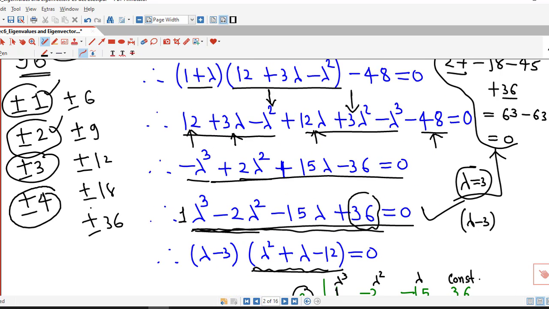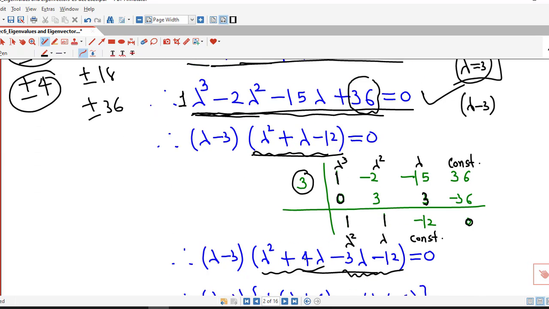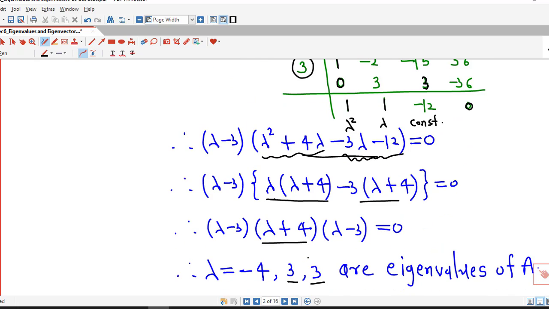So if you put lambda equal to minus 4, this equation will be satisfied. One solution, lambda equal to 3, we obtain by trial and error by putting divisors of the constant term 36. And after one solution is obtained, we can obtain the other two solutions using synthetic division. So we are able to find the eigenvalues of the given matrix capital A.